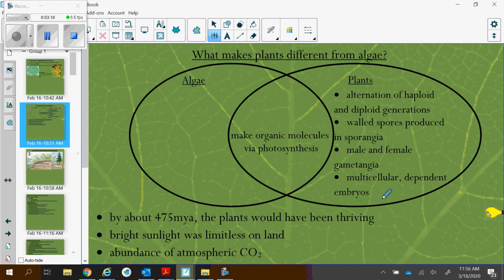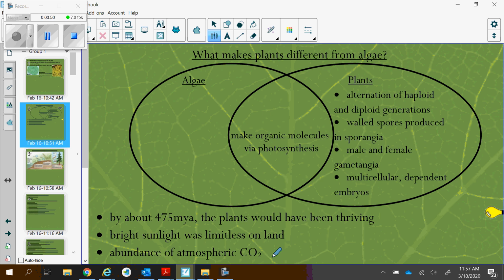So let 25 million years pass, and we end up in a situation where it's 475 million years ago, and plants have been doing well. Sunlight is abundant on land, and plants hadn't really started to produce enough oxygen as land plants; they were doing it from the water, and there was oxygen in the atmosphere. There's a great deal of CO2. So sunlight and CO2 on land really opens the door for these guys to get out there and do the job that they're capable of, okay?